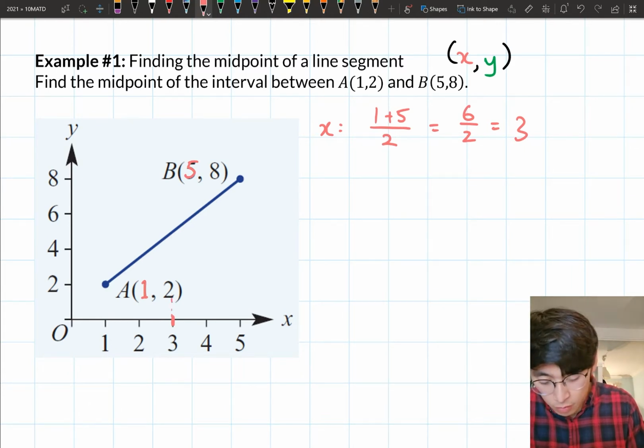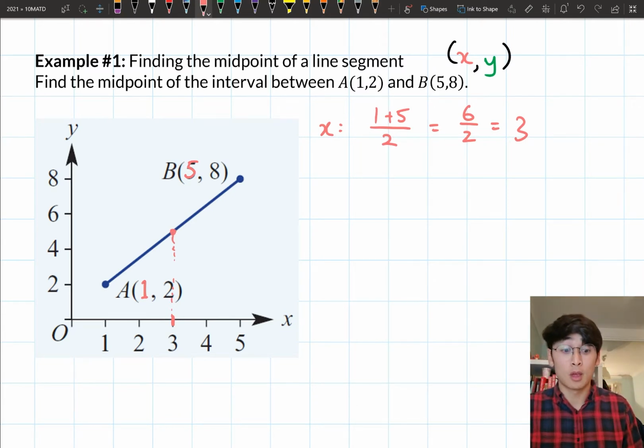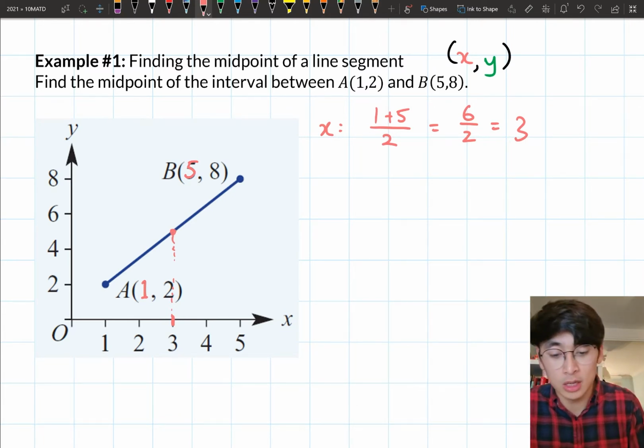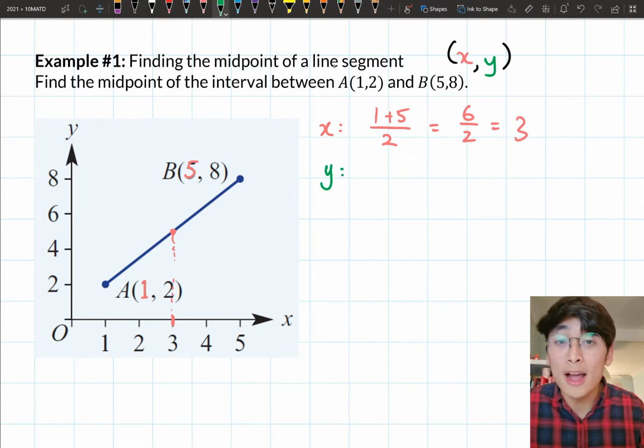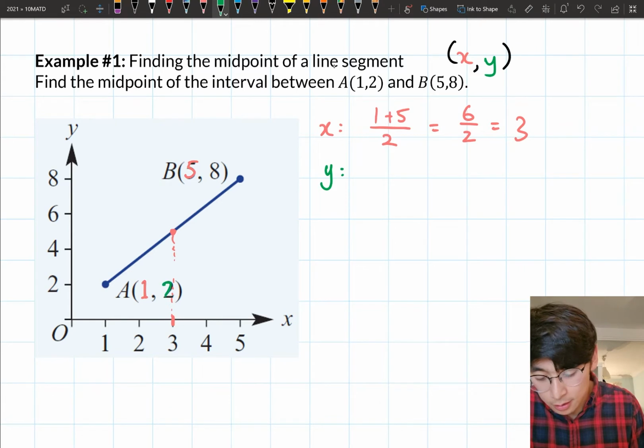So I can already draw this up to the line, and so I know that the midpoint is going to be here. Okay, so we've done this for our x coordinates. We need to also do this for our y coordinates. So the y coordinate for A is 2.